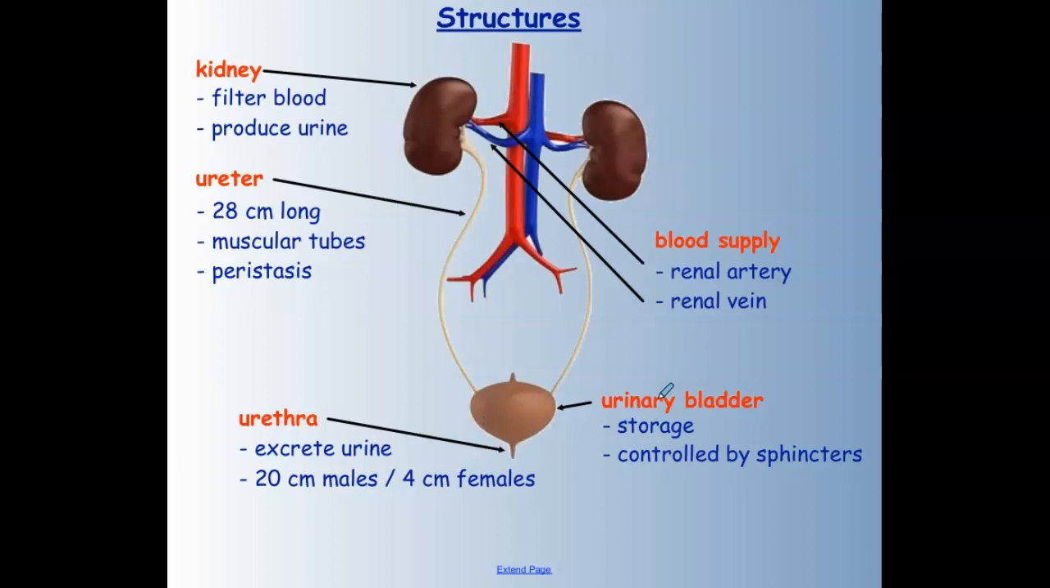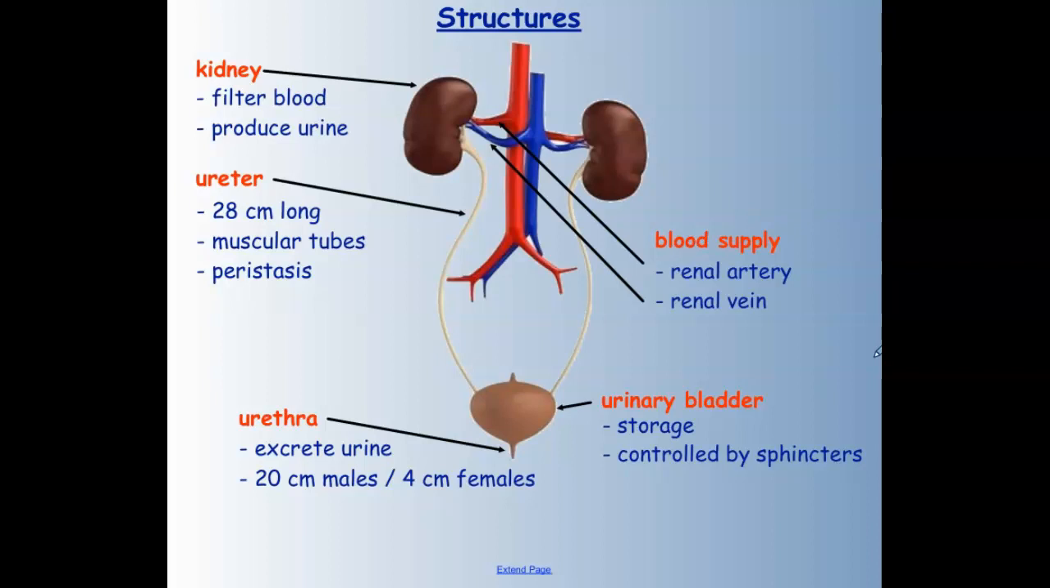The urinary bladder is just there for storage. It's controlled by sphincters, so there's a sphincter on the bottom to keep the urine from leaking out. And when you have a full bladder, you can allow your urinary bladder to empty. The renal artery and vein are just there to supply blood to and from the kidneys.